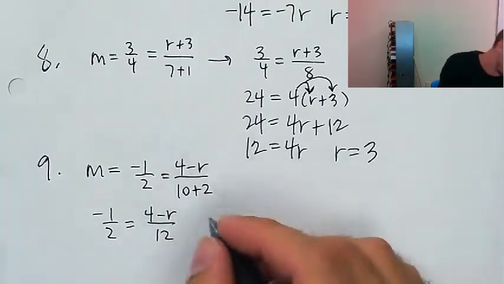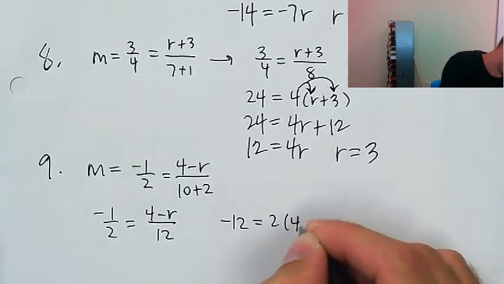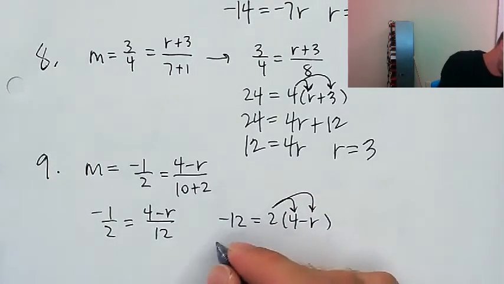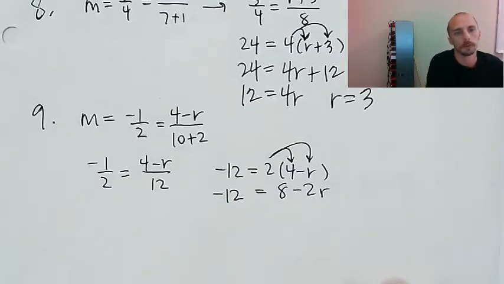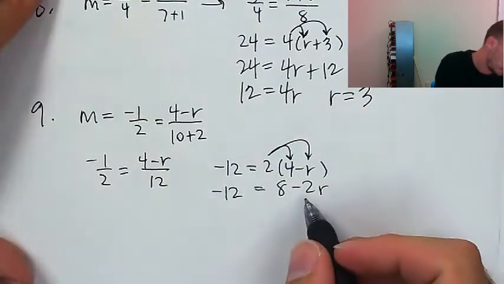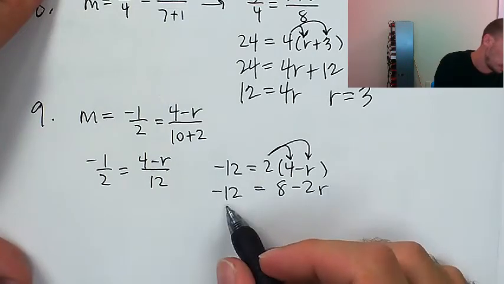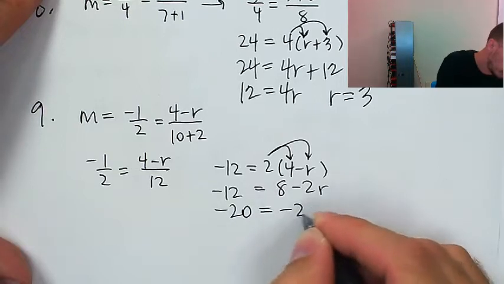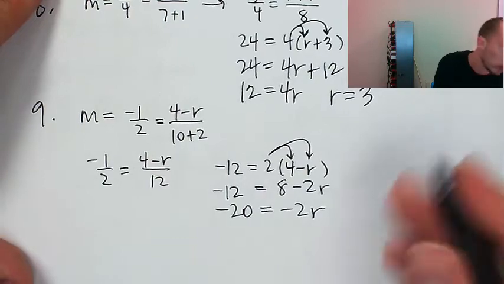Okay, cross multiply. It's going to be 12 times negative 1 equals 2 times 4 minus r. Okay, and I will distribute. And that's negative 12 equaling 8 minus 2r. And now I can solve for r. All right, I'm going to subtract 8 from both sides. And I'll have negative 12 minus 8 is negative 20, equaling negative 2 times r. What's a number I can multiply by negative 2 to get negative 20? That would be 10.